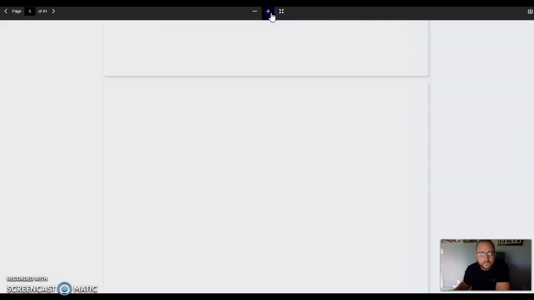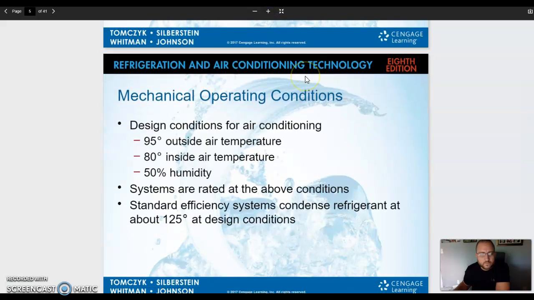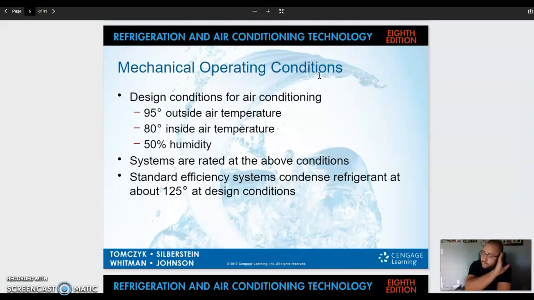So, your design conditions for air conditioning, and obviously we're probably not going to be running at these if things are running right. 80-degree inside air temperature, 95-degree outside air temperature, 50% humidity. These are rated standard efficiency systems. This is where they're going to be sized, for any system. This is how they're going to perform at these conditions.